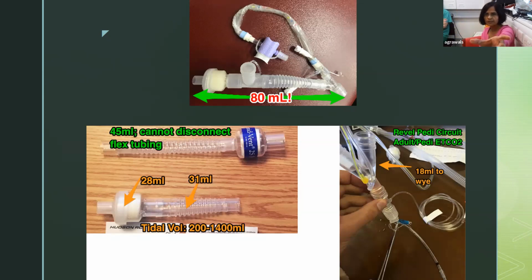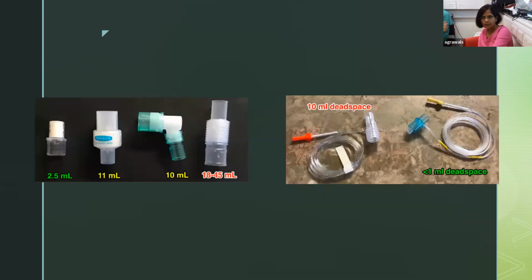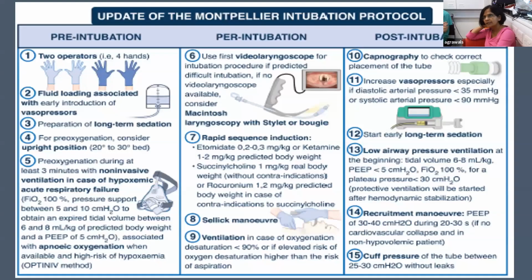There are these compressible extension cords. If you extend them, the volume would be 80 mils. Imagine trying to ventilate a 6 kilo infant with 80 mil of that dead space. That could be huge. So we have to be careful and think about these. Again, these are the various different connectors where you have dead spaces, which would vary quite a lot. And we also have different end-tidal CO2 connectors. Again, they have different dead spaces depending upon the needs. So it's important to think about that.